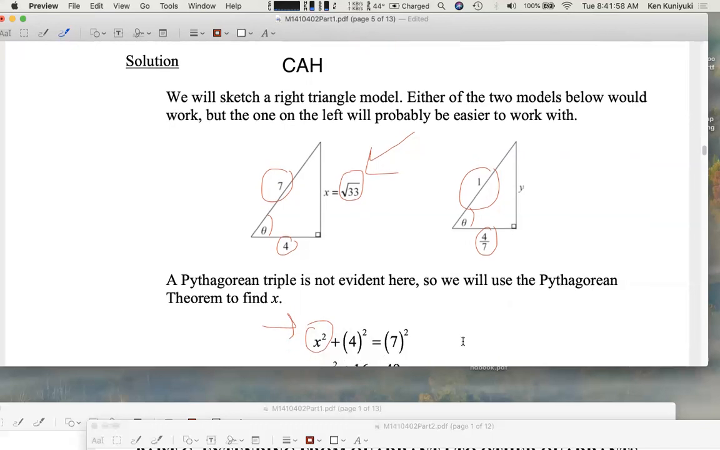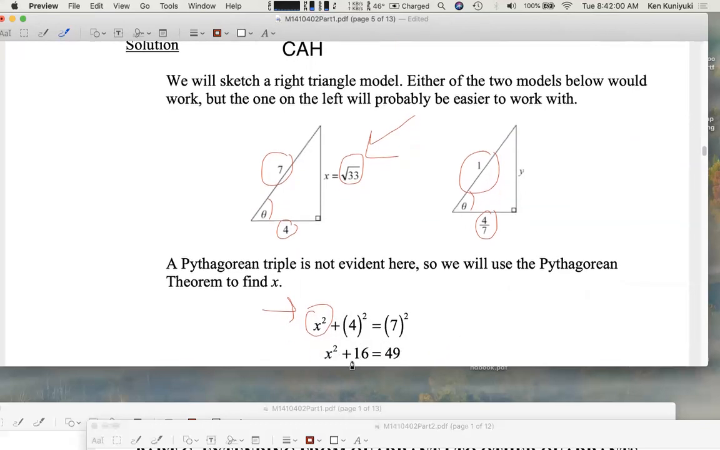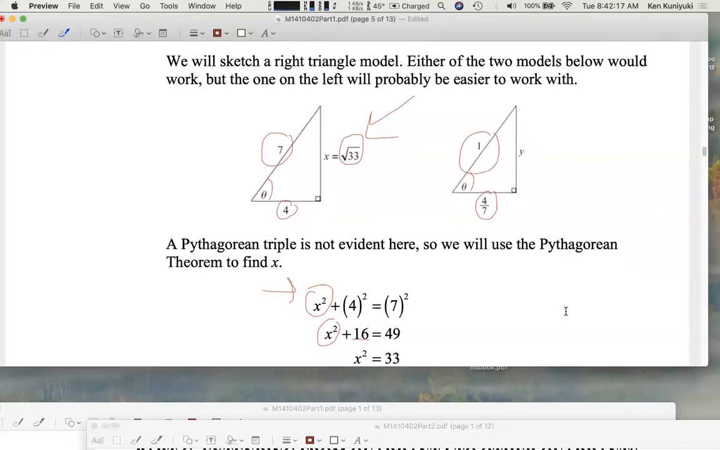Okay, so what are these squares? We have x squared plus the square of 4, which is 16, equals the square of 7, which is 49. We're solving for x squared and then x. What do we do with the 16? We subtract it from both sides. Don't say move, say subtract. We subtract 16 from both sides. X squared equals 49 minus 16, which is 33. And then we apply the square root method.